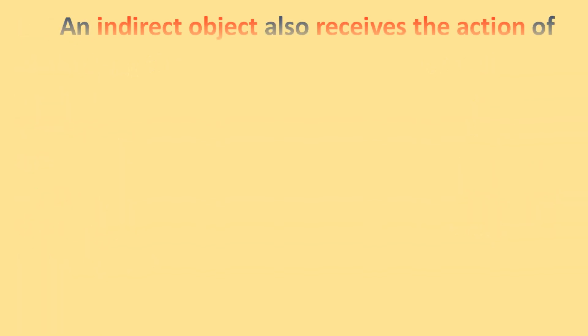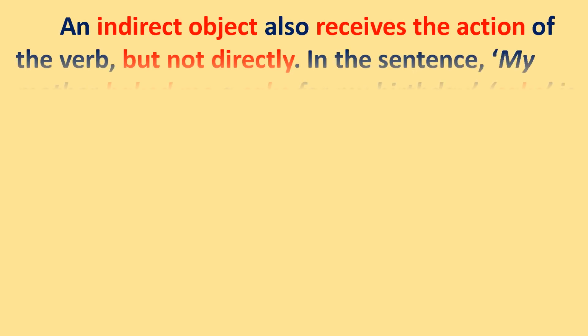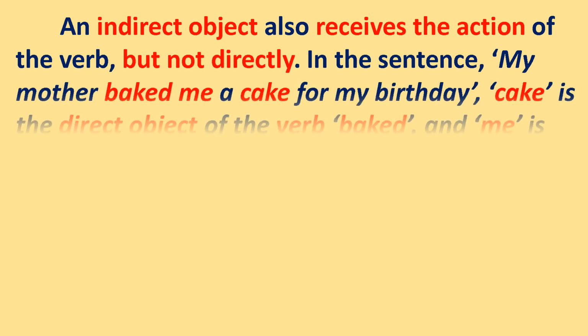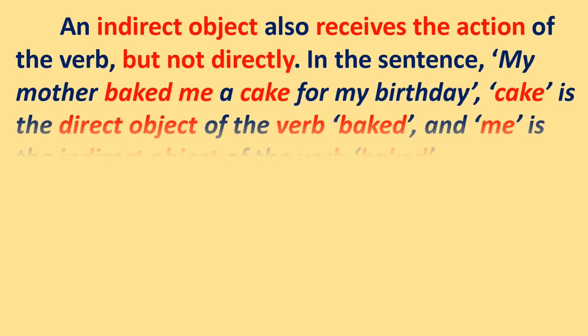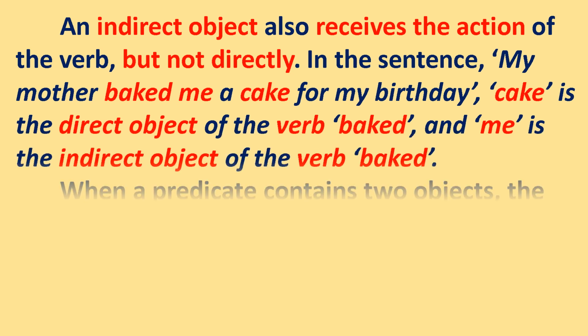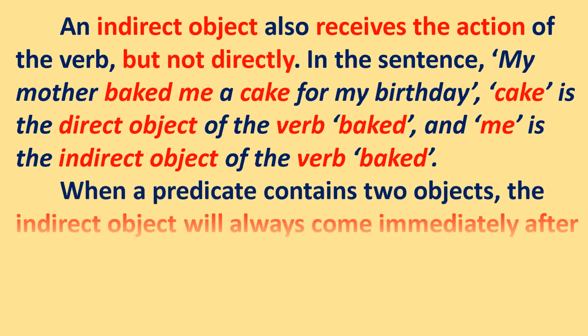An indirect object also receives the action of the verb, but not directly. In the sentence, my mother baked me a cake for my birthday, cake is the direct object of the verb baked, and me is the indirect object of the verb baked. When a predicate contains two objects, the indirect object will always come immediately after the verb.